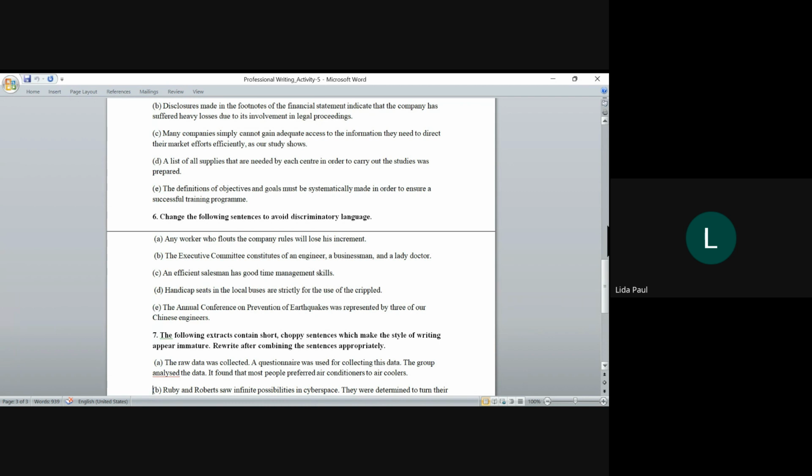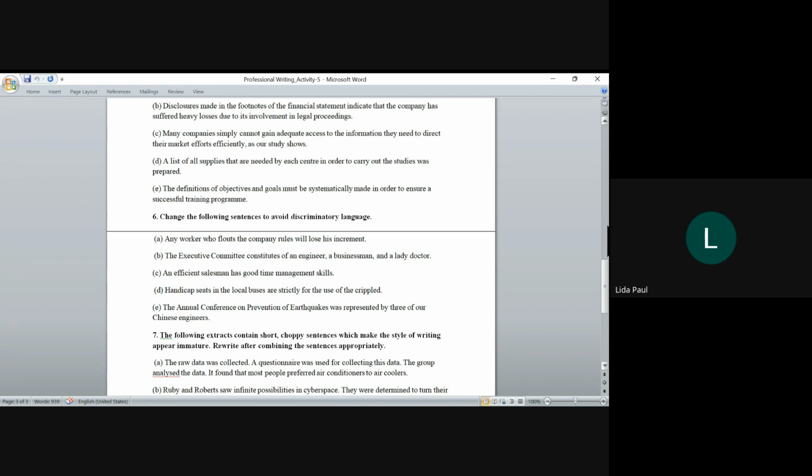You simply change it. No, you can also move around the words. So you say the seats reserved for the physically challenged, right? Instead of saying handicapped seats, you can say seats reserved for the physically challenged or differently able. There are many terms that people use. It depends on what you want to use. You can either use physically challenged or you use differently able. But you're going to change handicap to one of these. Seats reserved for physically challenged or differently abled in the local buses are strictly for the use of the crippled.